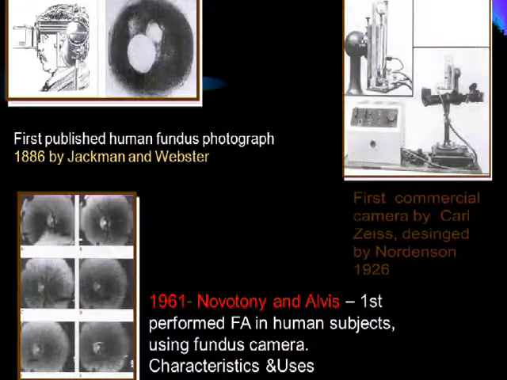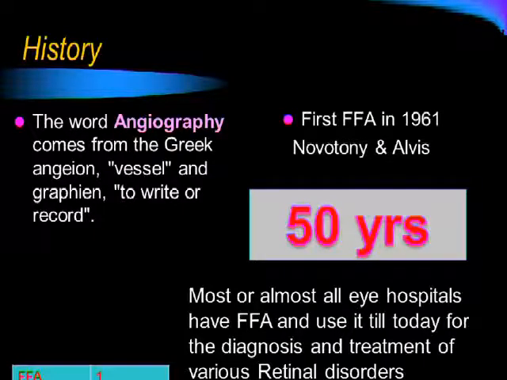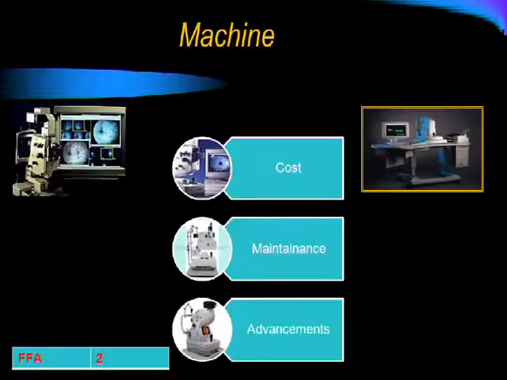The first angiogram was done in 1961, and it has been 50 years since the angiogram, and most of us here, I'm sure, still have an FFA machine in our practice and are doing FFA. So this shows there is a definitive indicative role for fundus fluorescein angiography in treatment of diabetic macular edema. And I also have a small box here which shows my score to make it easier for the judges.